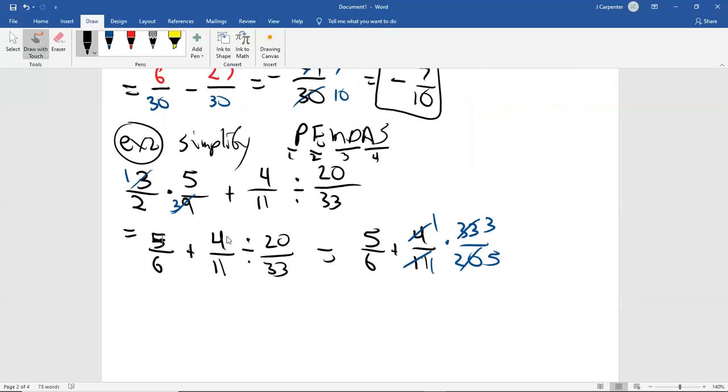Let me rewrite this before multiplying, so that's 5/6 plus 1/1 times 3/5, which 1 times 3 is 3, 1 times 5 is 5, so that's 5/6 plus 3/5.